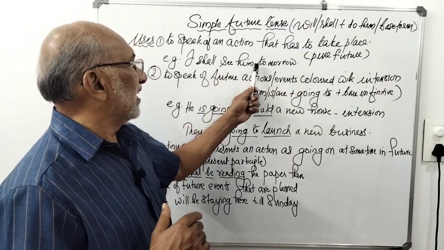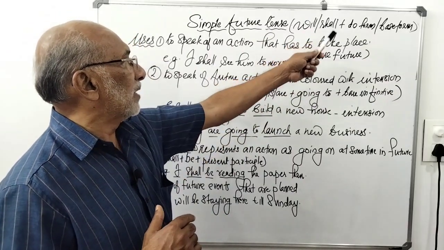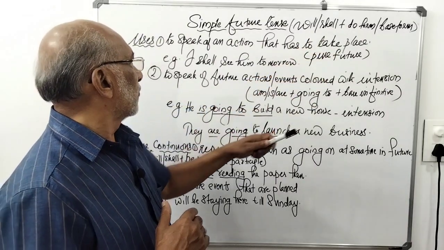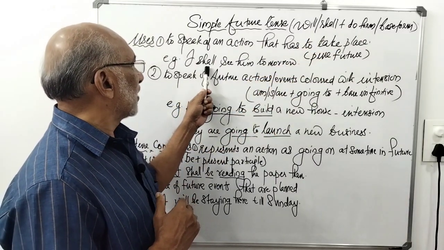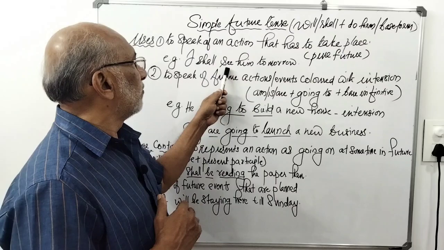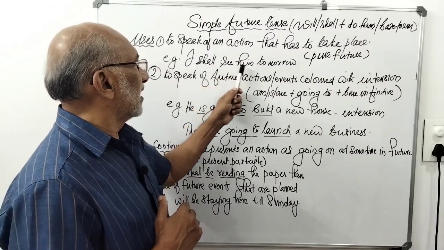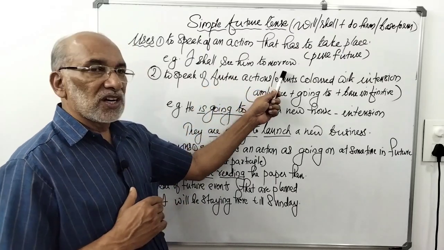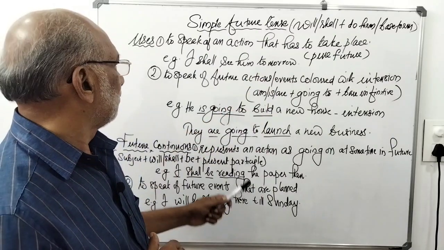I shall see him tomorrow. I said will or shall plus do form or the base form of the verb. Subject plus, here, shall plus the base form of the verb, see. I shall see him tomorrow. And another word showing future.